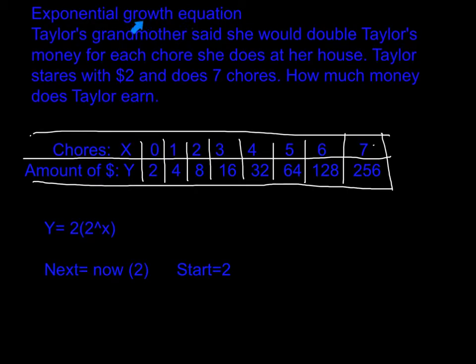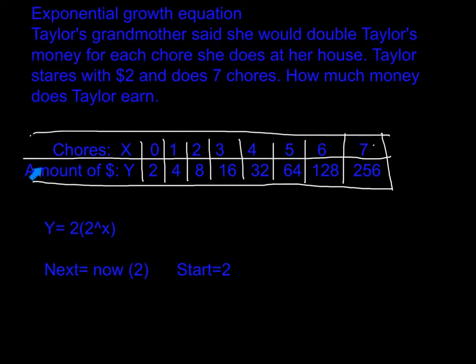Exponential growth equation. Taylor's grandmother said she would double Taylor's money for each chore she does at her house. Taylor starts with $2 and does 7 chores. How much money does Taylor earn?